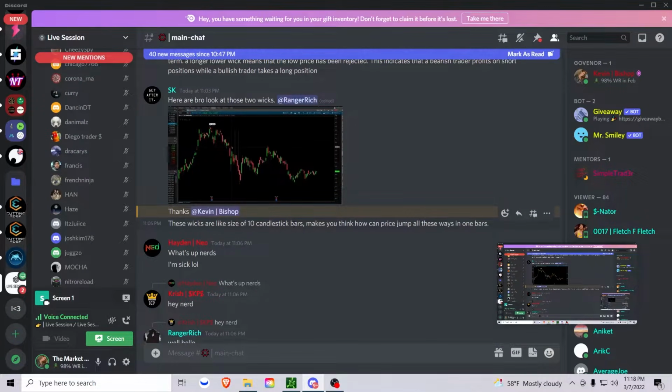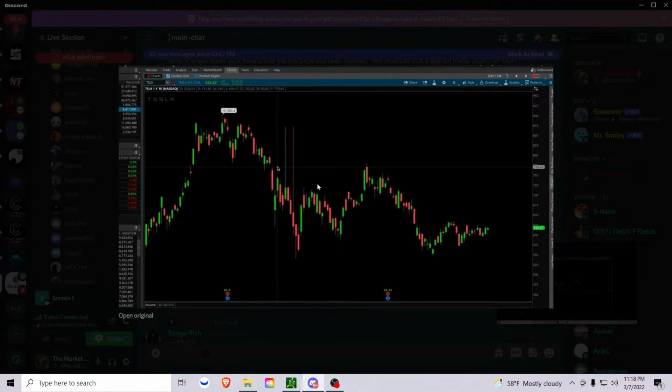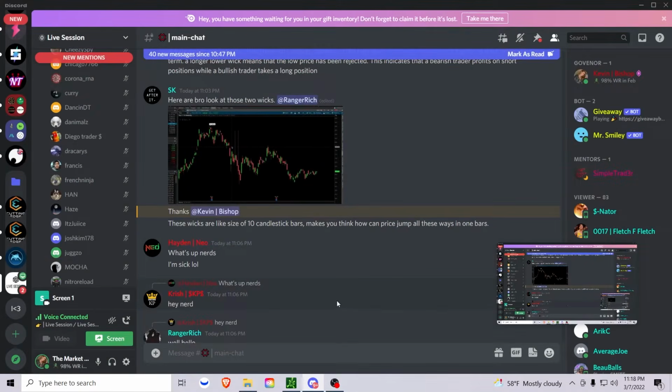These wicks are like the size of 10 candle bars. Makes you think how price can jump. Yeah, it's weird. I don't know if you guys have seen this. I don't understand it. If you guys could tell me what this is. I see this happen all the time, and the most ridiculous one was what I said, where we were trading around 440 or 450, and then out of nowhere there was like a drop for like a millisecond from 450 to 379 on SPY, which is weird.